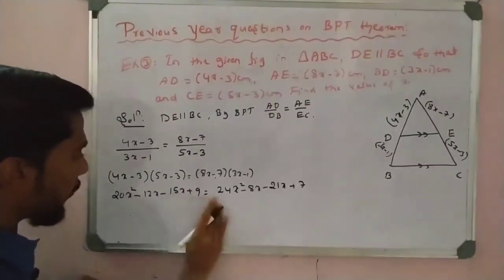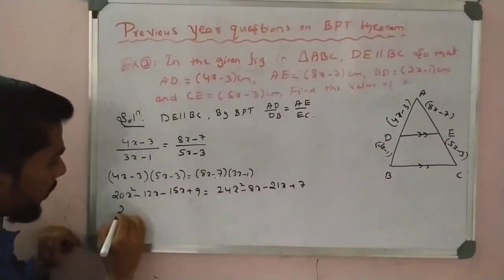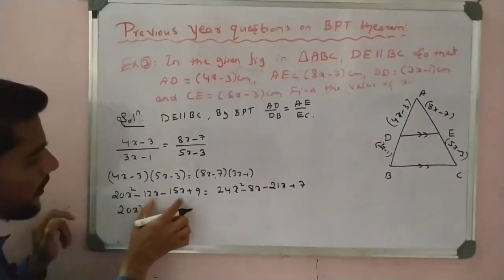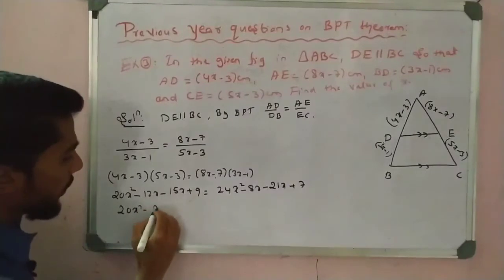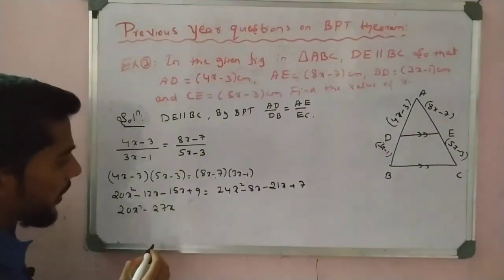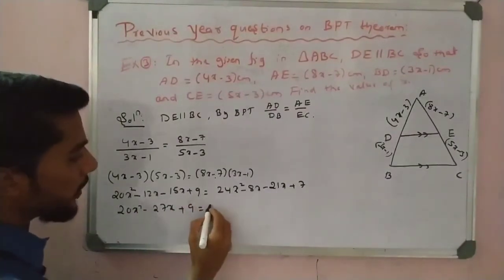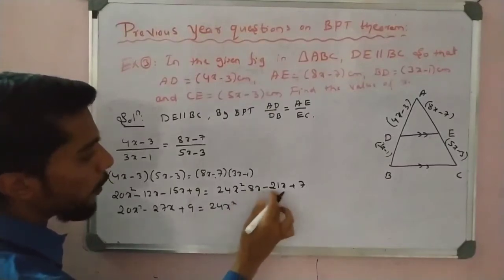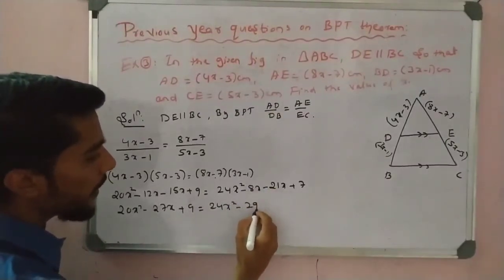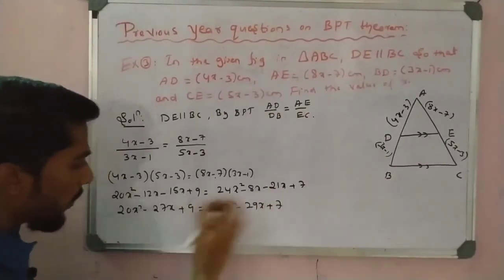So wait for a minute. I can do 20x square. See here how much it is. 27. Okay, I can make here 27x plus 9. Then 24x square. How much is it? Minus 29x plus 7. Okay, now make it.